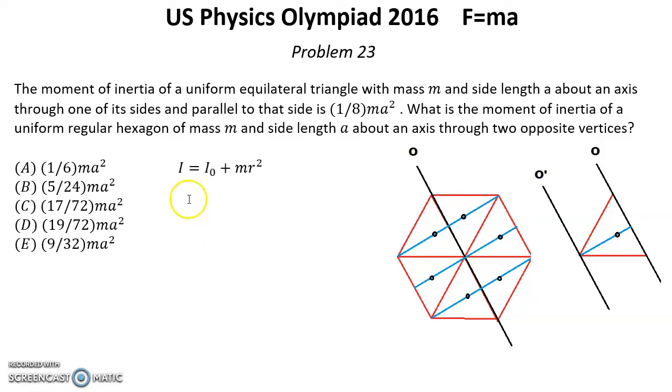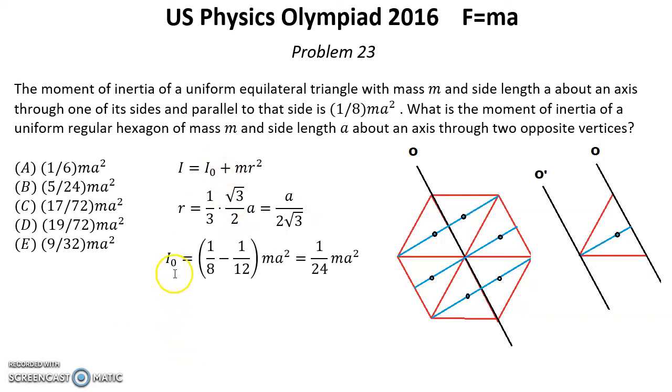So we have moment of inertia equal to the moment of inertia around the center of mass plus m r squared, where r is this distance from the center of mass to the axis of rotation, and r equals 1/3 multiplied by square root of 3 over 2 a, or a over 2 square root of 3. And now we can find what is I0 for such a triangle. And we have I0 for this triangle equal to 1 over 24 m a squared.